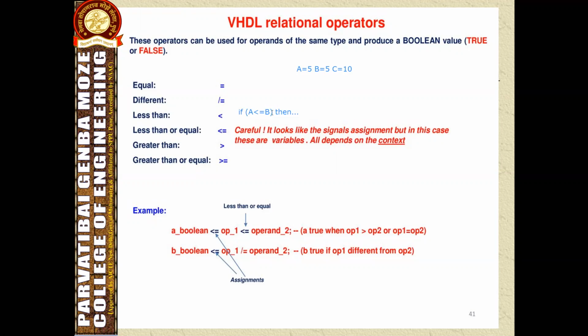For the greater than operator, if A is greater than B, in this command the greater symbol will be used to compare these two objects. If the value of A is greater than B, then only the further command will execute.